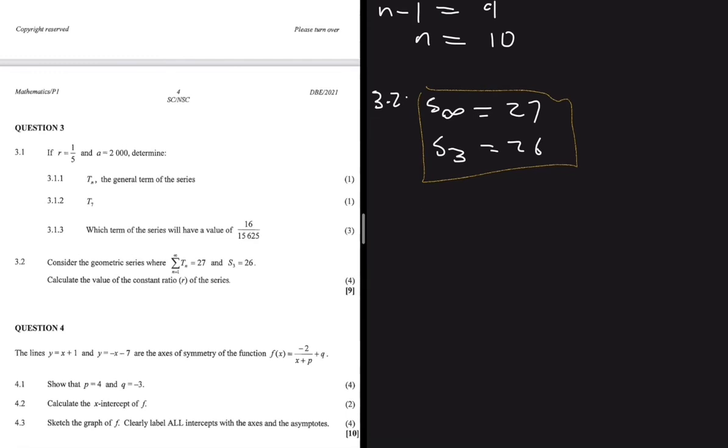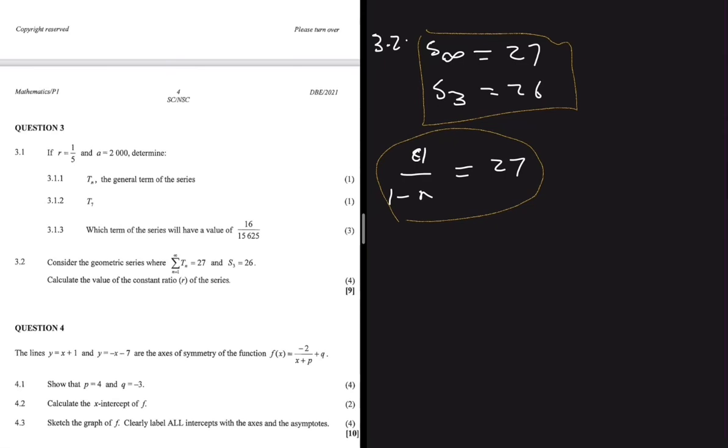The sum of infinity terms, when the series is converging, is a divided by 1 minus r, right? So they're saying that a divided by 1 minus r equals 27. So we have two unknowns there, a and r. And then they're saying that the sum of the first three terms is given as 26, right? So that is given by a multiplied by 1 minus r to the 3 divided by 1 minus r equals 26.